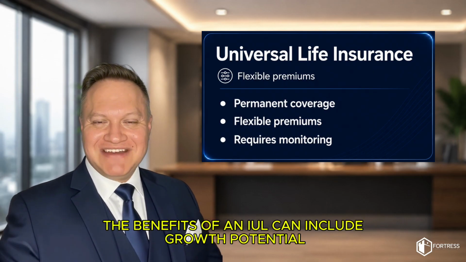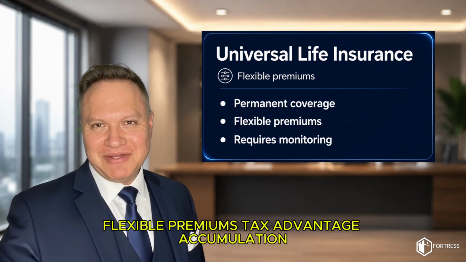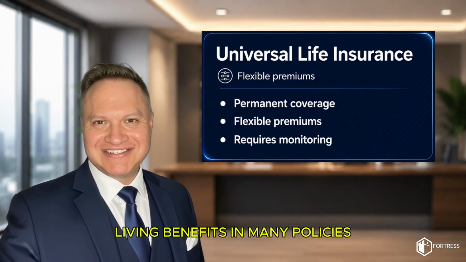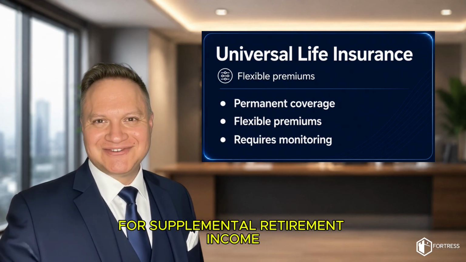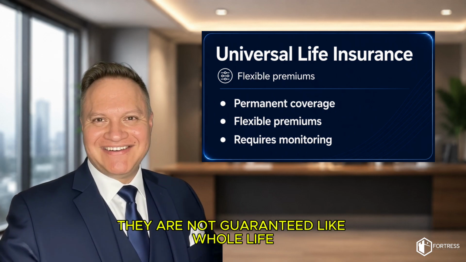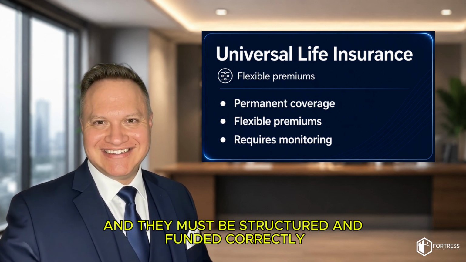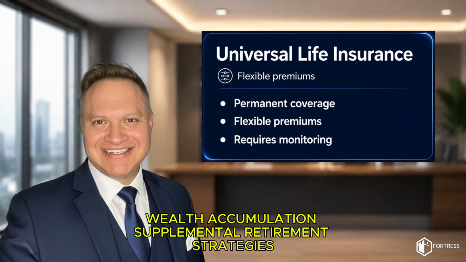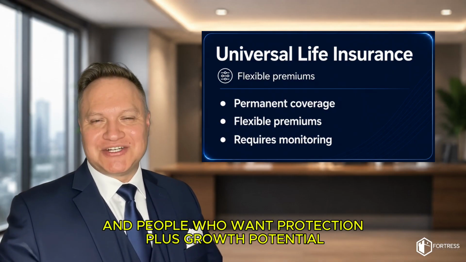The benefits of an IUL can include growth potential, flexible premiums, tax advantage accumulation, living benefits in many policies, and the ability to use the policy for supplemental retirement income. But IULs are more complex. They are not guaranteed like whole life, and they must be structured and funded correctly. IULs are commonly used for long-term wealth accumulation, supplemental retirement strategies, business planning, and people who want protection plus growth potential.